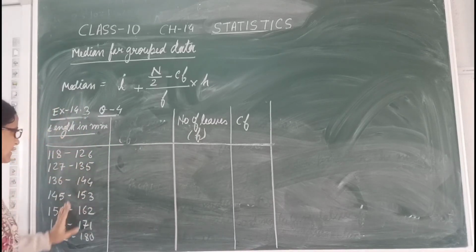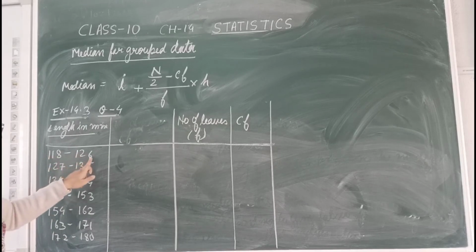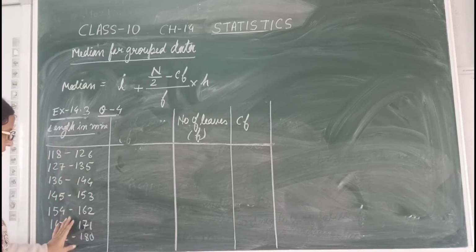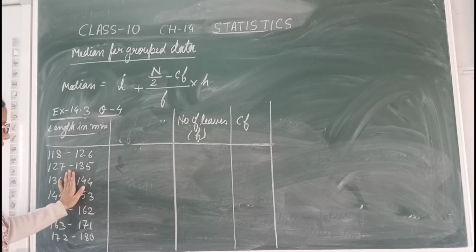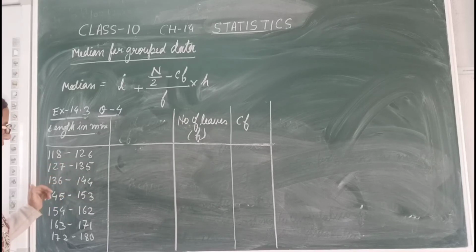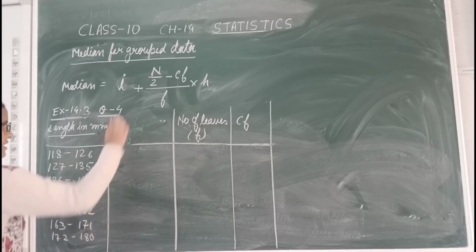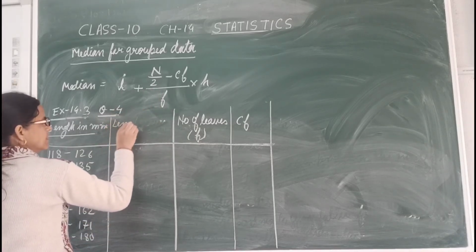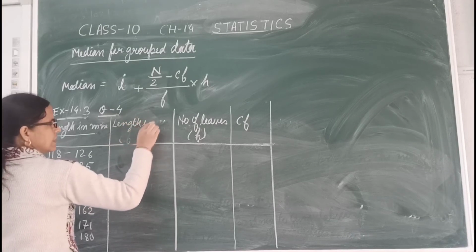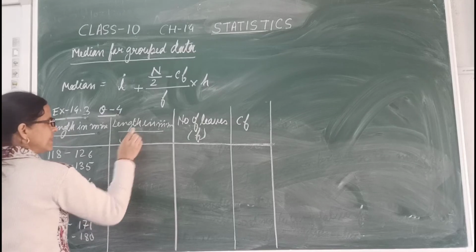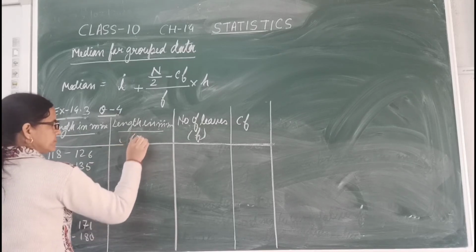Now over here you can see the data. It is 118 to 126, then 127 to 135, 136 to 144. You can see that it is a discontinuous series or an inclusive series. So we have to make it exclusive or a continuous series, meaning a continuous class interval series. So let us first make that length in mm.